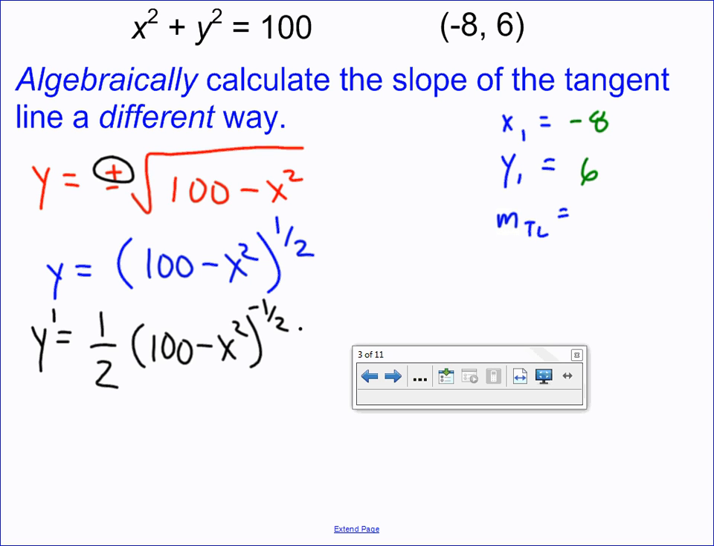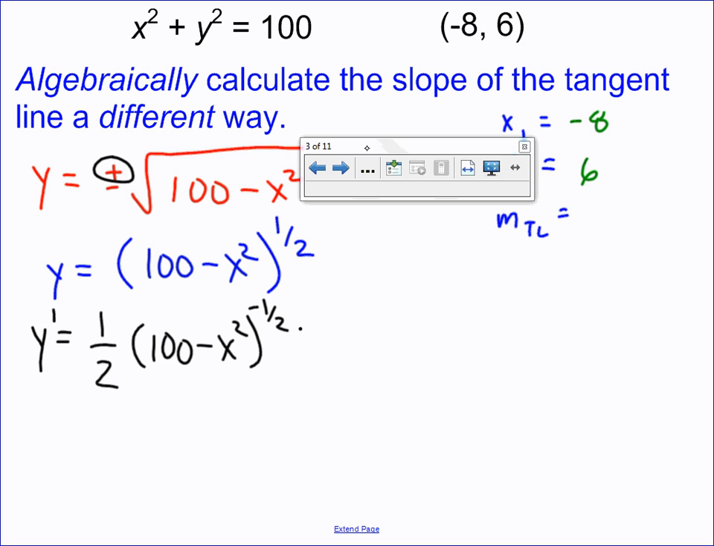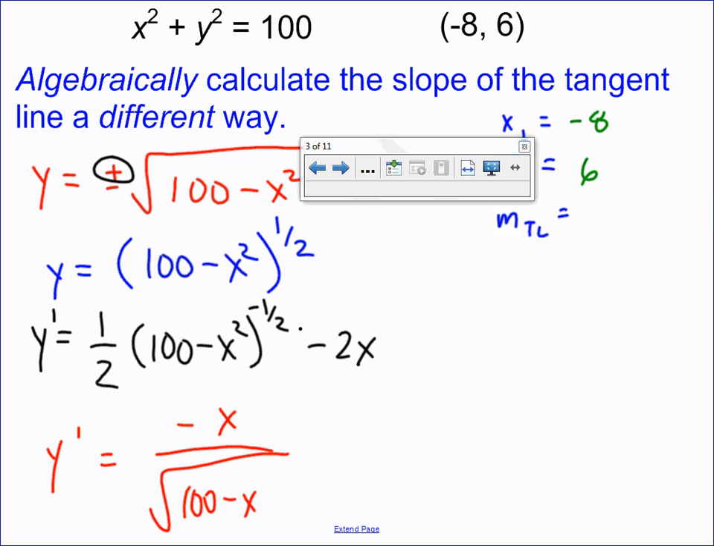My chain rule is built in all of our verbal words so that we don't forget important things like times the derivative of the base, which in this case is negative 2x. We can now rewrite as y prime equals, and we'll go ahead and simplify. I'm getting negative x over root 100 minus x squared.